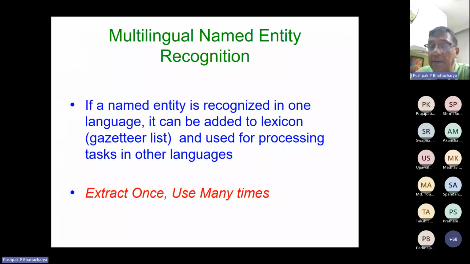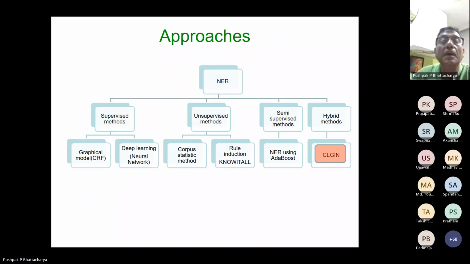Now, for multilingual named entity recognition, the main motto is extract once and use many times. We discussed last time that named entity recognition is a machine learning task, or it can be a rule-based task also. In machine learning-based methods, there are supervised methods which make use of graphical models and deep learning, and unsupervised methods; they are based on corpora, and they can also do rule induction. Like there is a system called KnowItAll, which produces rules for named entity recognition. In unsupervised methods, we essentially cluster the names. So all the names of cities would be together, names of organizations would be together, Apple, Microsoft, Amazon, Google together, names of cities together.